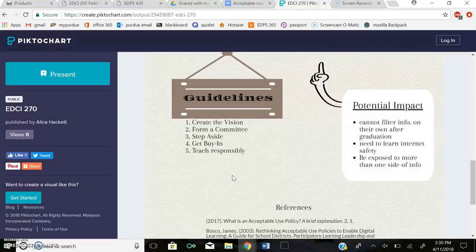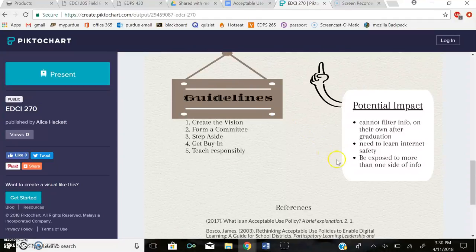And the fifth one is teach responsibility. The committee worked to develop video clips and instructional materials to highlight their skills. This serves as a creative method for educating students, staff, and other users on the responsibility of using technology.